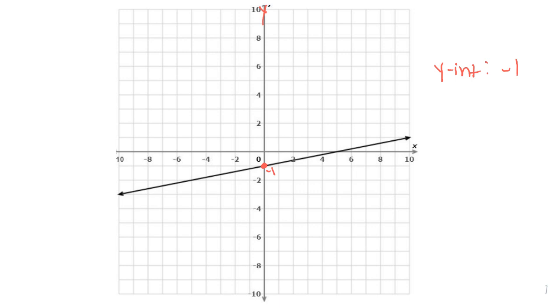My x-intercept would be where? What would my x-intercept be? The point that it crosses the x-axis would be right here. So my x-intercept would be 5 because that's the number that would be between 4 and 6. So my y-intercept is -1 and my x-intercept is 5.